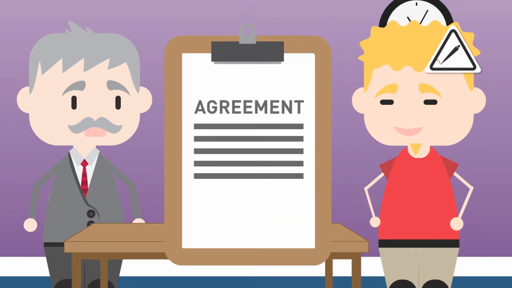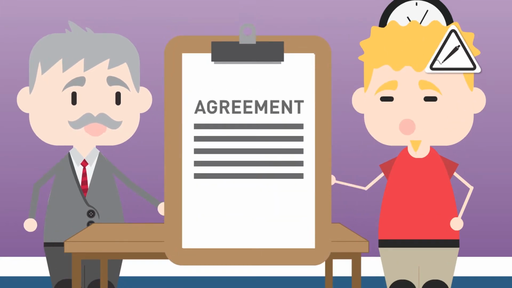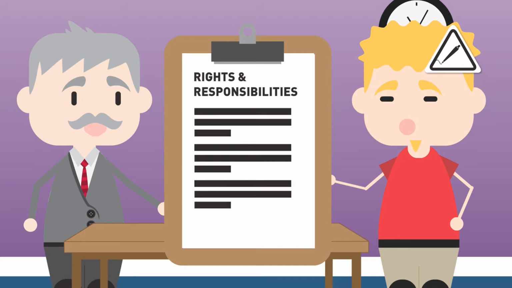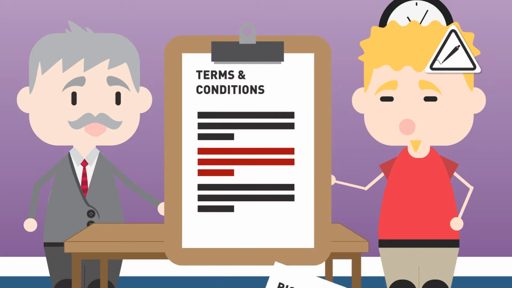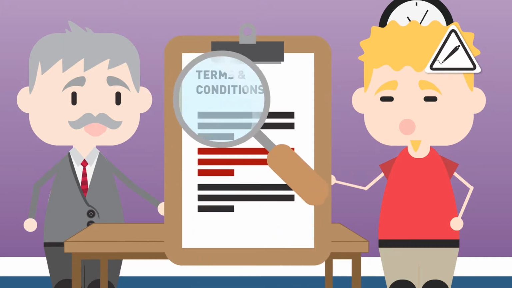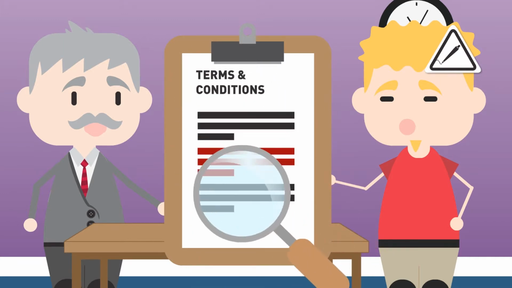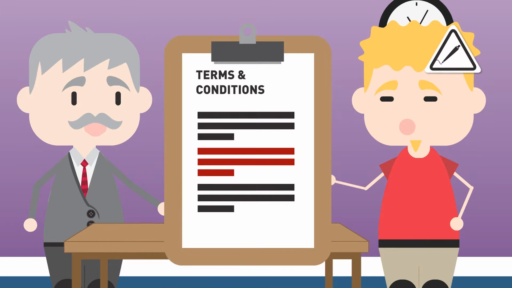This will ensure that both parties have a clear understanding of each other's rights and responsibilities. It also allows you to make sure that there are no unfair terms included in your contract. By reading all the terms and conditions carefully, you'll protect your rights as a tenant. If you have any queries, please raise these with your landlord as soon as possible.